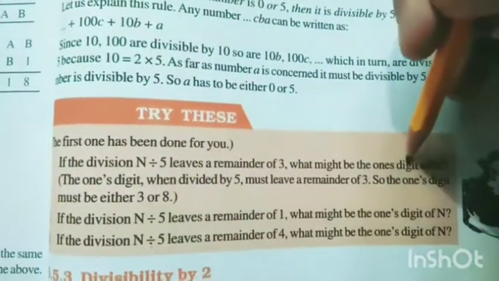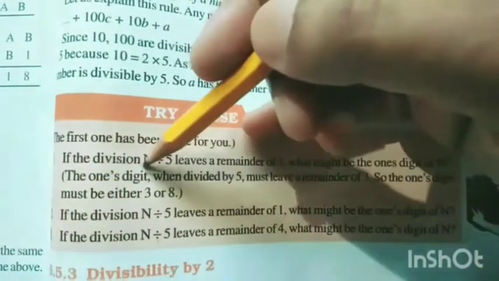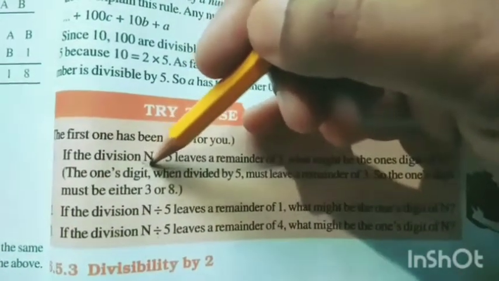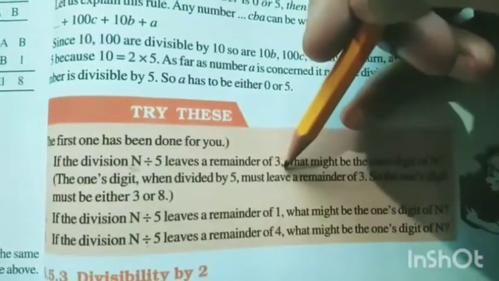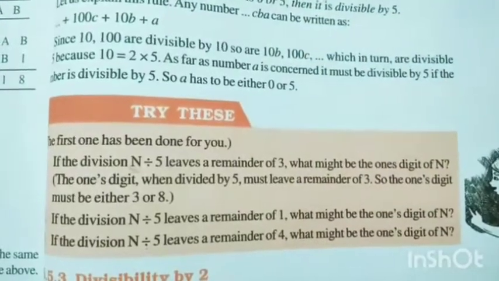So here in this question you have to find the ones digit. That means this n value you have to find. N is the ones digit. So what will be here, so that when you divide it by 5, it will leave a remainder 3? What number will be there? So this you have to find out.